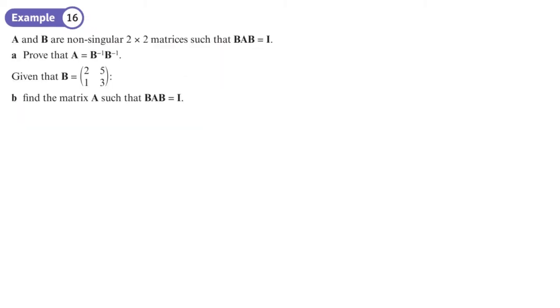A and B are non-singular, so they've got inverses, 2 by 2 matrices such that BAB equals the identity. Prove that A equals B inverse times B inverse. So it's similar to what we were doing last time. Let's start with what we've been given: B, A, B equals the identity.